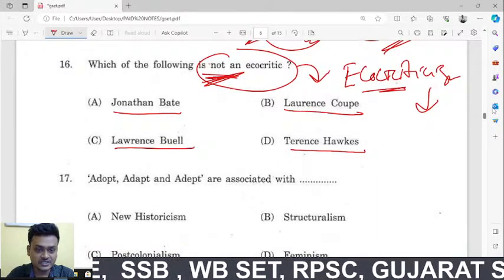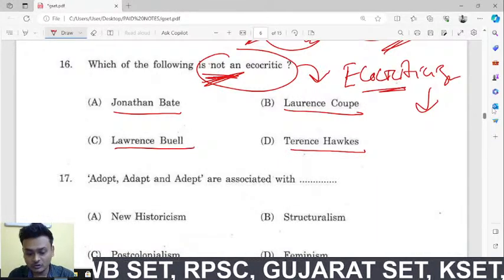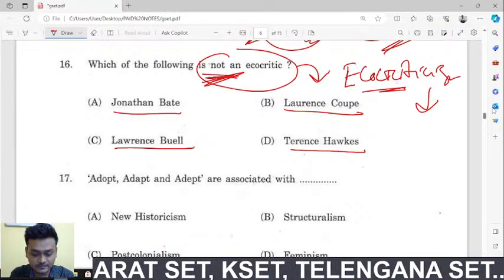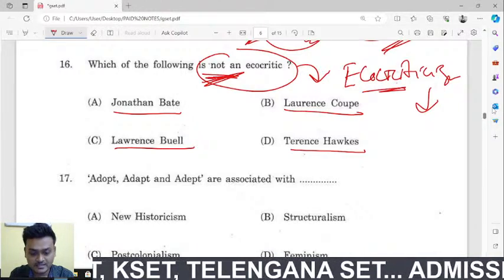Tell me, Hawk Roosting is a poem by whom? Do you remember Hawk Roosting? The Hawk in the Rain is a poem by whom?